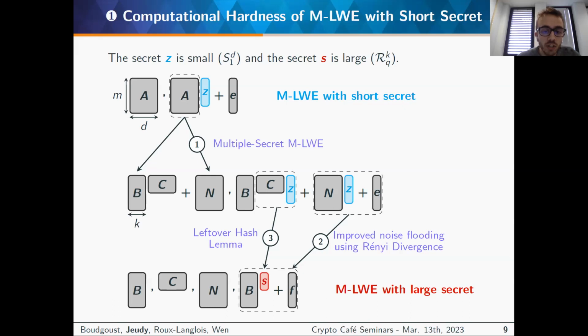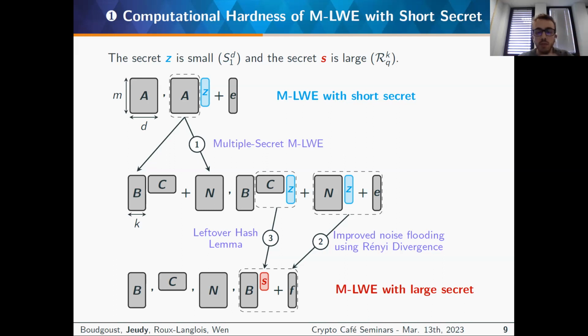And now I want to argue that this actually doesn't work for decision. The reason for that is this Rényi divergence argument. The Rényi divergence is very well suited for search problems, but not so much for decisional problems. And so here, since we can't use the Rényi divergence, we could be tempted to use the statistical distance. But as I said, the statistical distance would lead to intractable parameters. So I need to find another way of getting rid of this N times Z, which is essentially the whole bottleneck of this noise flooding argument.